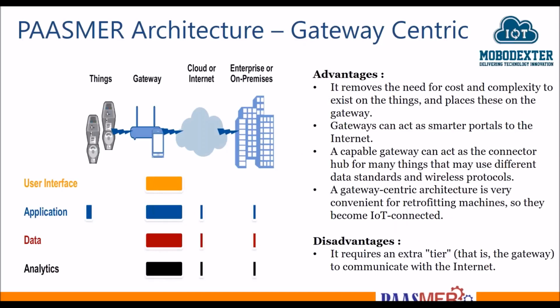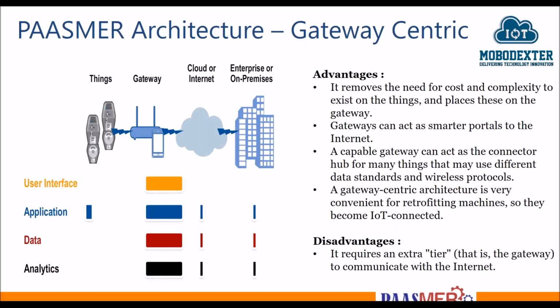Actually, the gateway removes the need for cost and complexity to exist on things. So the thing can be really thin. You can remove all the computing from the thing and place it onto the gateway. So the gateway can act as a smarter portal to the internet.